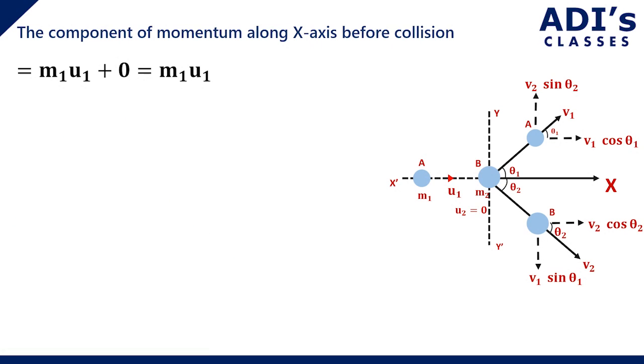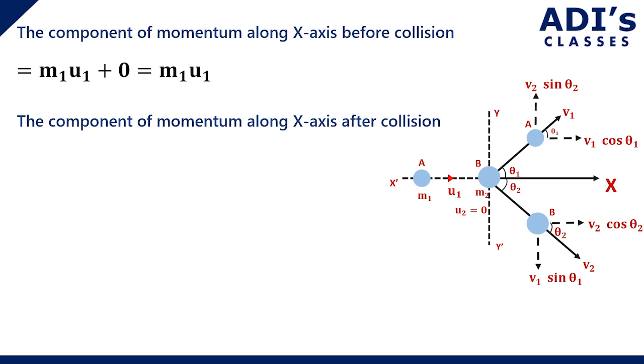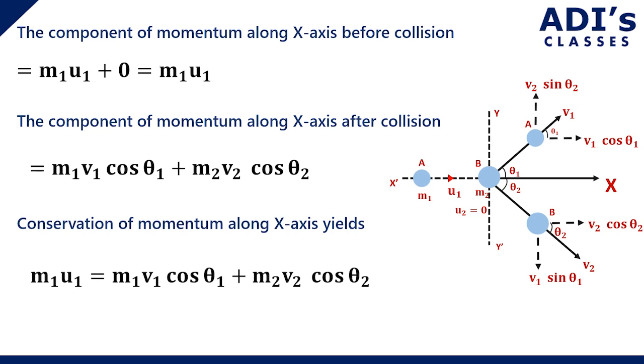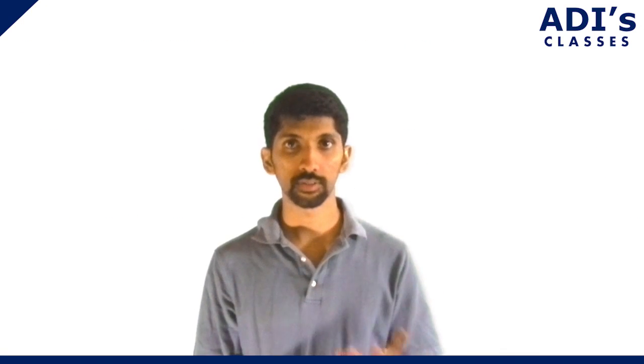Next is the component of momentum along the x-axis after the collision. This is where we have to start resolving. Along the x-axis, we have m1 v1 cos theta 1 plus m2 v2 cos theta 2, correct? Now conservation of momentum along the x-axis: m1 u1 is equal to m1 v1 cos theta 1 plus m2 v2 cos theta 2, right? Okay, for the x-axis it's done. Now try to do the same thing for the y-axis.